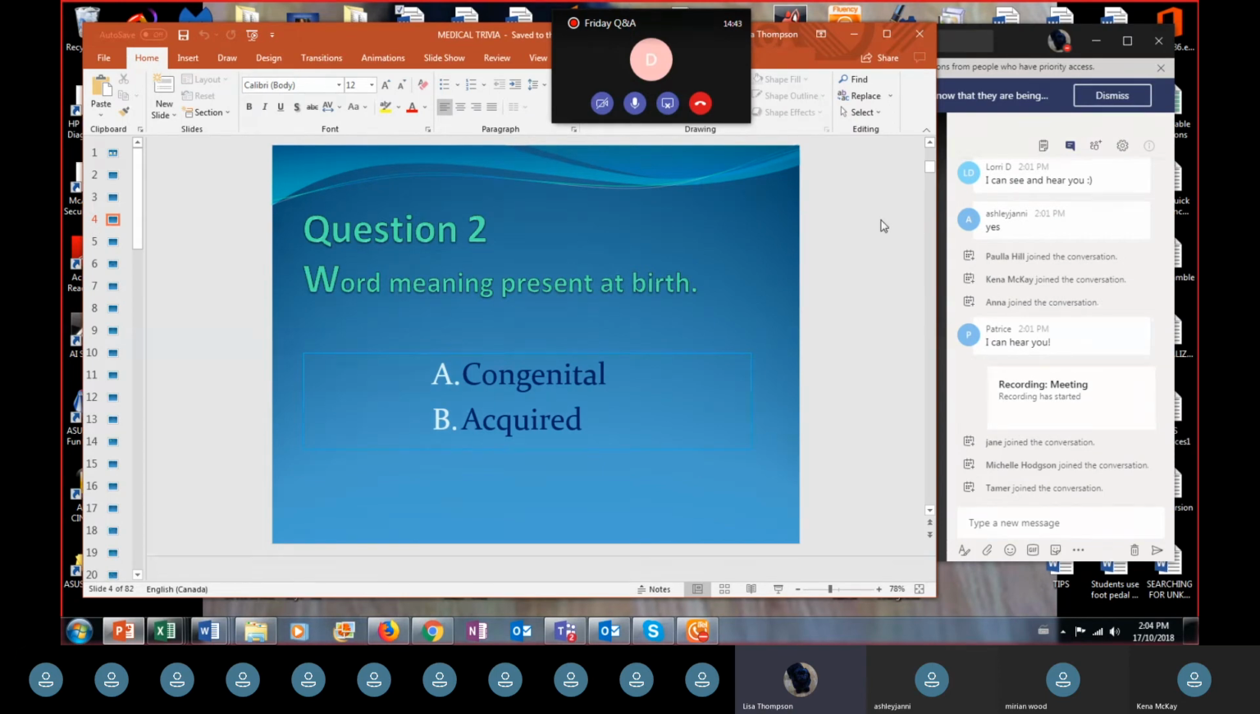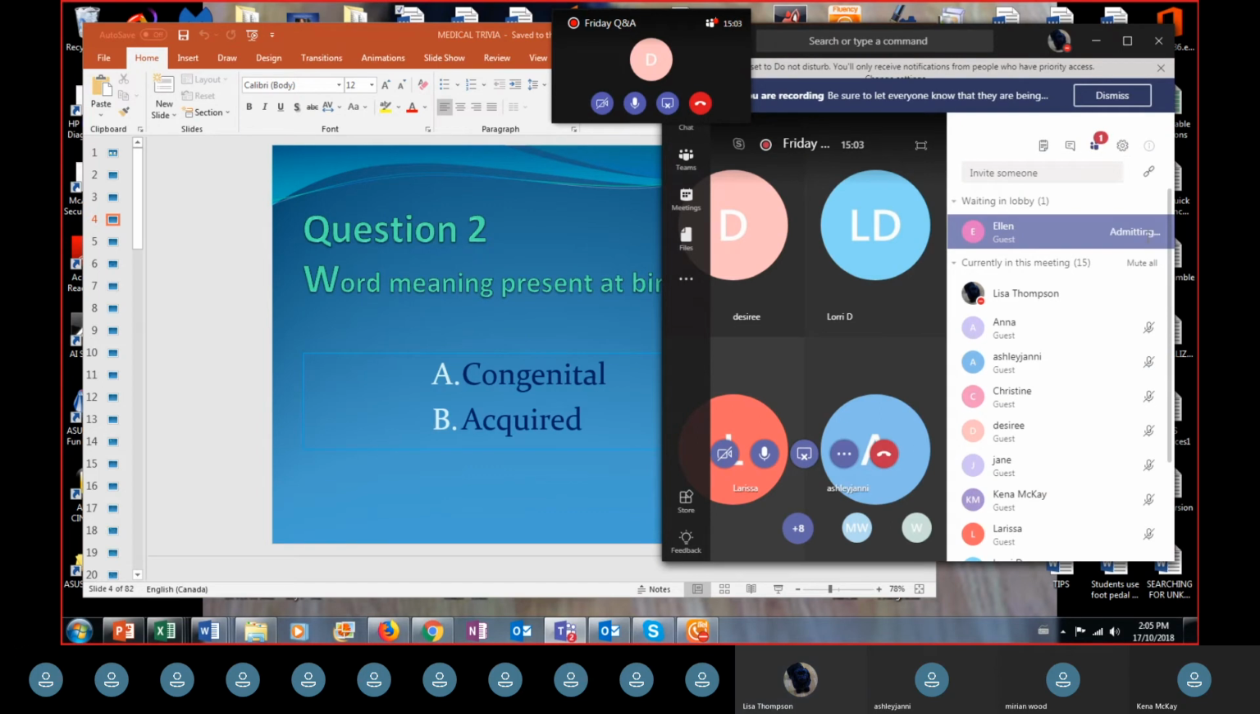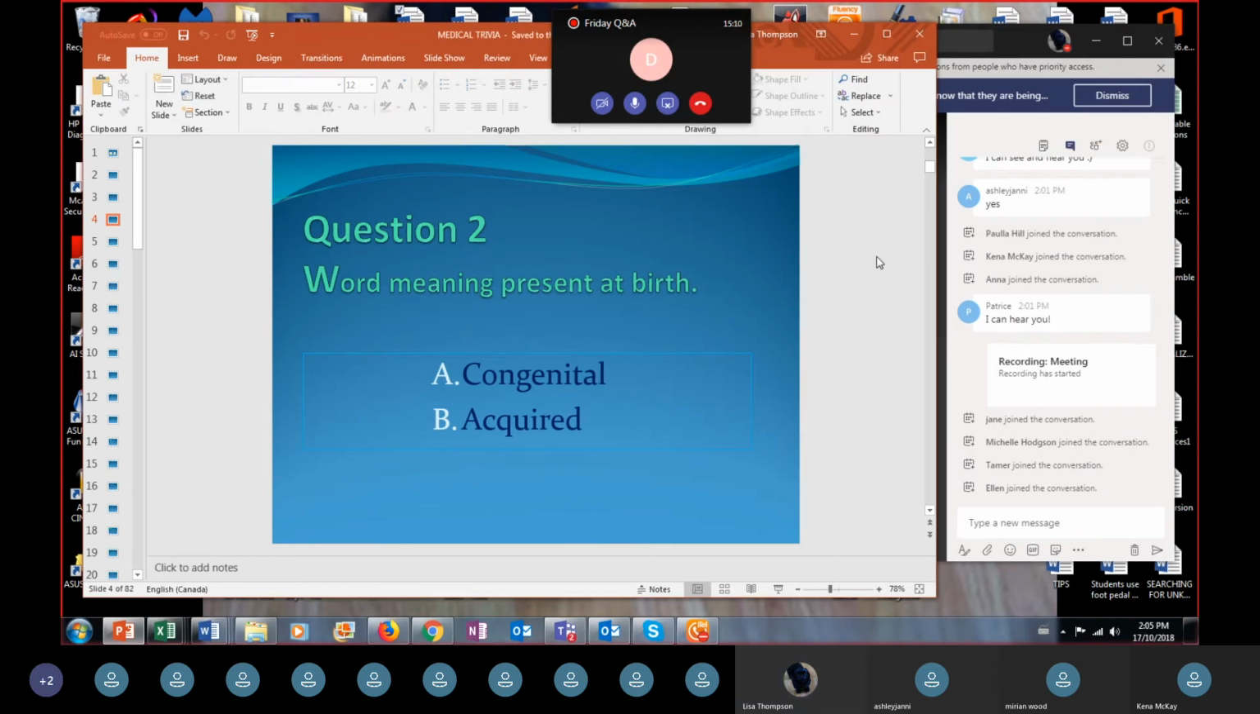For those of you that arrived, I just mentioned to everybody to take out a piece of paper and a pen, and that way you can test yourself. So we're on question 2 right now, and the question is word meaning present at birth. Either pick A, congenital, or B, acquired.